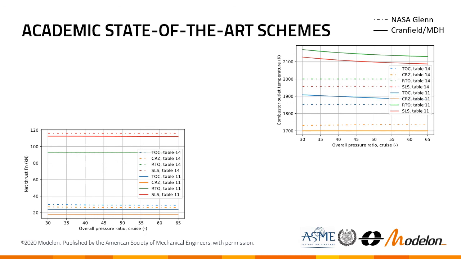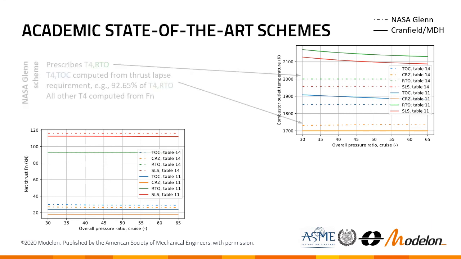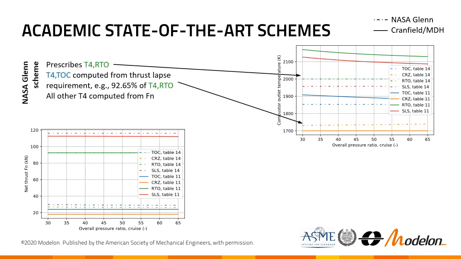The paper has several additional trade studies and results. In this presentation, this is the last one that we're going to review and summarize. It covers the academic state-of-the-art multi-point schemes, and the dash-dotted line, the NASA-Glenn scheme, and the solid line, the Cranfield MDH scheme. Key takeaway on this slide here is a difference in how the two schemes set up the T4s. The NASA-Glenn scheme prescribes T4 in RTO, while the Cranfield MDH scheme prescribes T4 in cruise.